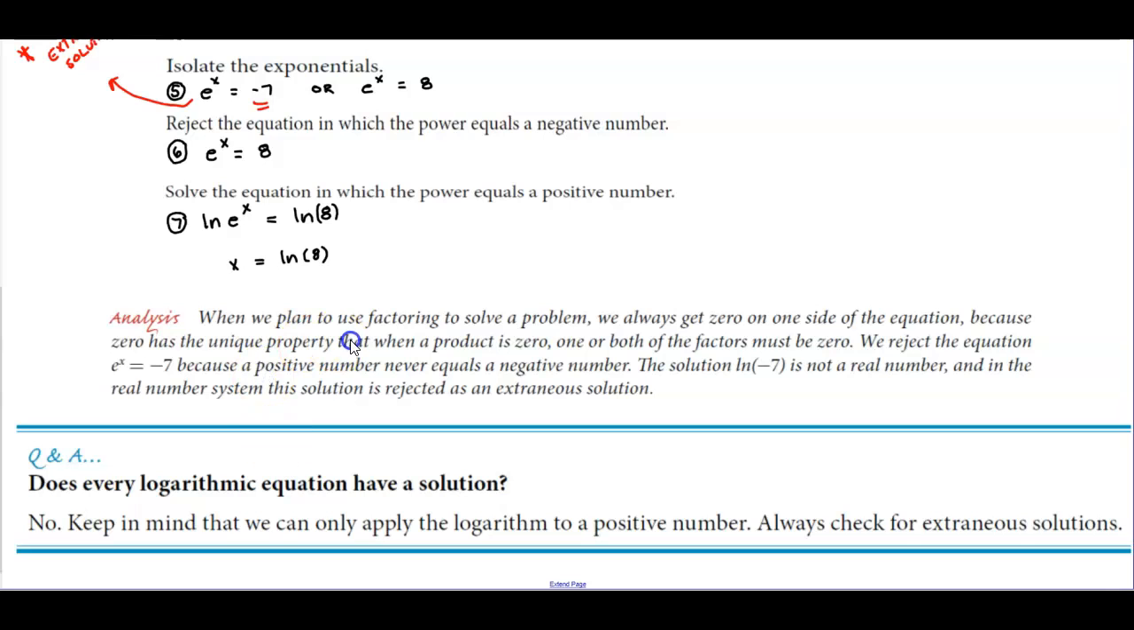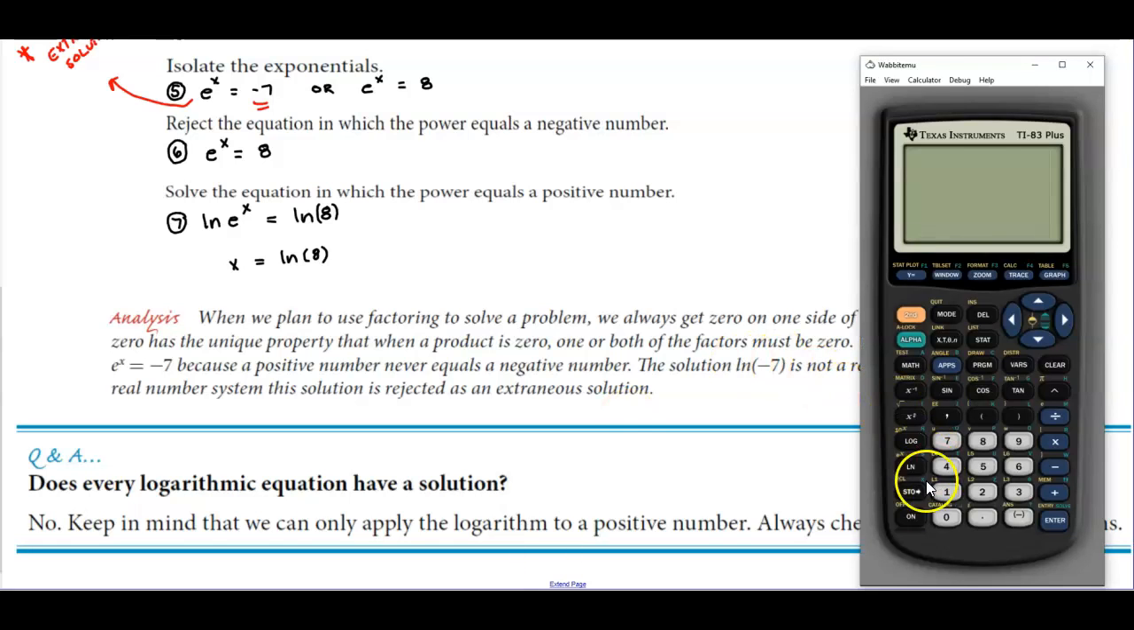Now, when we plan to use factoring to solve a problem, we always get 0 on one side of the equation because 0 has the unique property that when a product is 0, one or both of the factors must be 0. We reject the equation e to the x equals negative 7 because a positive number never equals a negative number. So the solution, the natural log of negative 7, is not a real number. And in the real number system, this solution is rejected as an extraneous solution.